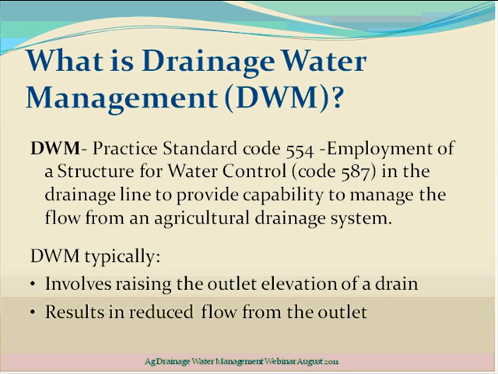So what is drainage water management? It's Practice Standard Code 554, and it's the employment of a structure for water control, Code 587, in the drainage water line. The structure for water control is a separate practice, but that's the structure in the system, and it's to provide the capability to manage the flow from an agricultural drainage system. It typically involves raising the outlet elevation of the drain, and it results in reduced flow from the outlet.